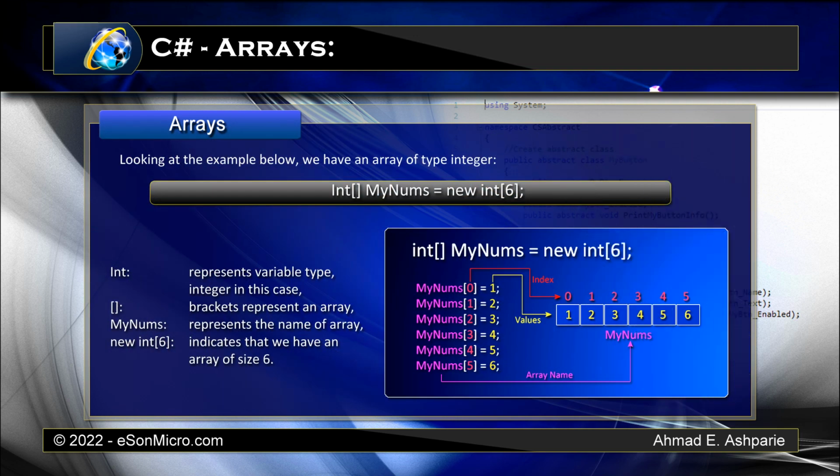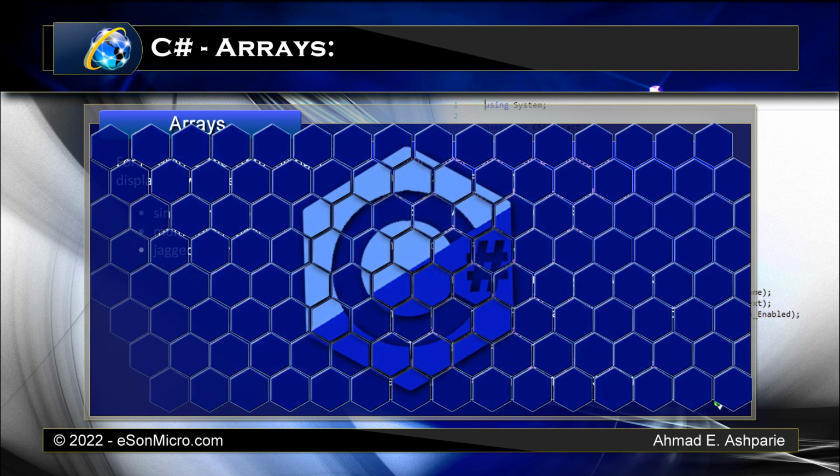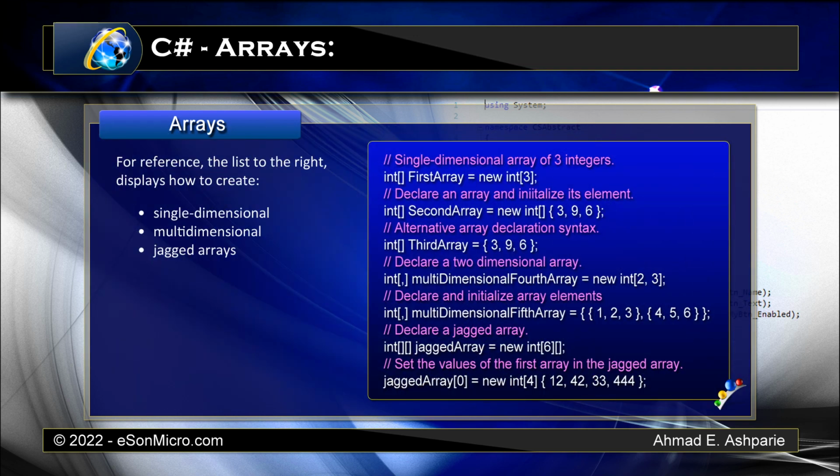Looking at the example below, we have an array of type integer: myNums equals new int array with the size of 6. Int represents the variable type, integer in this case. Brackets represent an array. myNums represents the name of the array. New int[6] indicates that we have an array of size 6. For reference, the list to the right displays how to create single-dimensional, multi-dimensional, and jagged arrays.